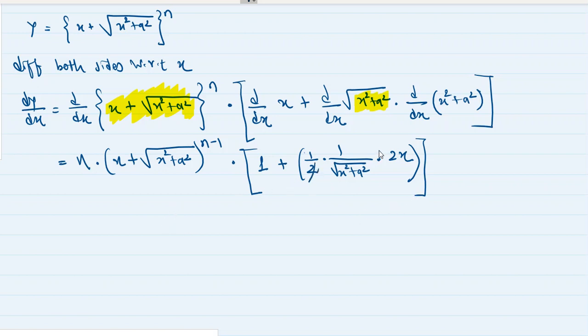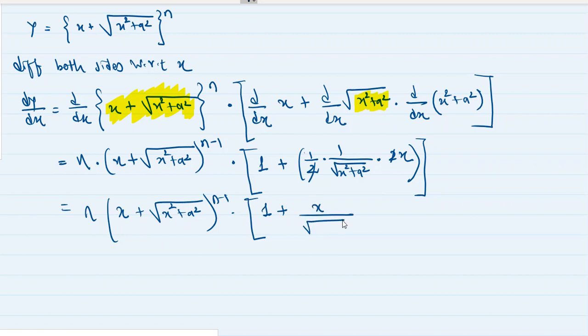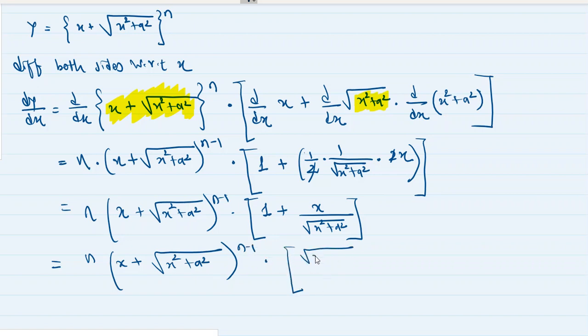Now let's simplify this. Now this 2 and this 2 will get cut. Okay, now just pay attention. n multiplied by (x plus under root of x square plus a square), the whole upon n minus 1, multiplied by bracket 1 plus this will become x upon under root of x square plus a square. ठीक है, इसको सिंप्लीफाई करते हैं. n मल्टीप्लाई होगा अंदर, मुझे लगता है नहीं होगा. सो दिस विल बी n ब्रैकेट x प्लस अंडर रूट ऑफ x स्क्वायर प्लस a स्क्वायर द होल रेज टू n माइनस 1 मल्टीप्लाइड बाय, यहाँ पे सिंप्लीफिकेशन हो जाएगा अंडर रूट ऑफ एक्स स्क्वायर प्लस ए स्क्वायर प्लस एक्स द होल अपॉन अंडर रूट ऑफ एक्स स्क्वायर प्लस ए स्क्वायर.